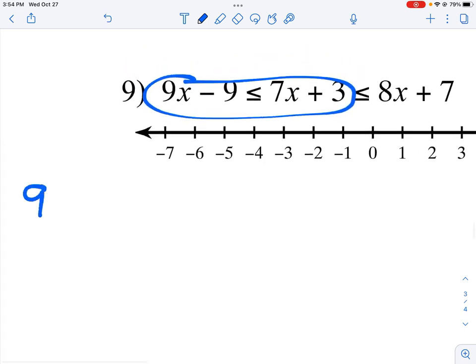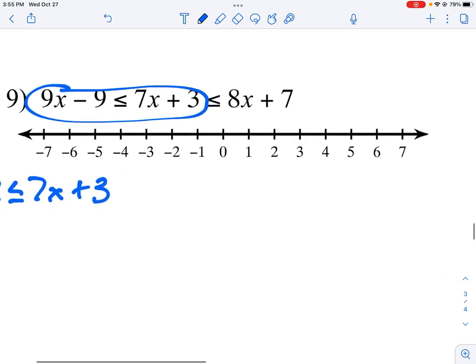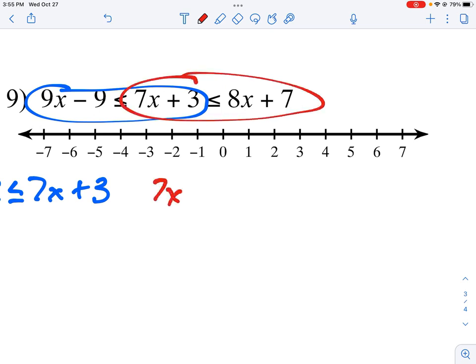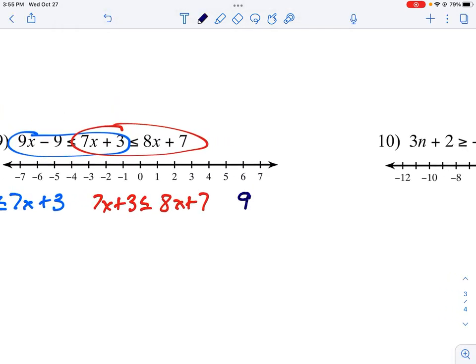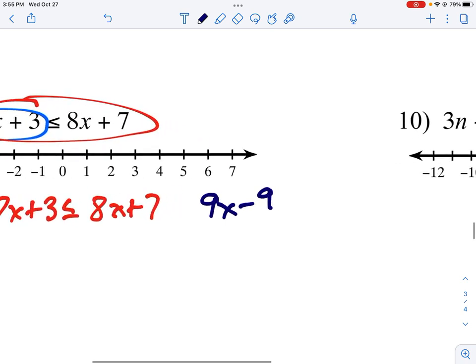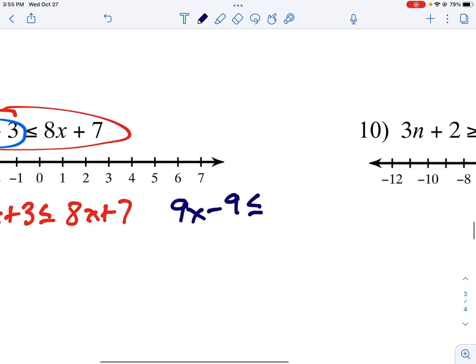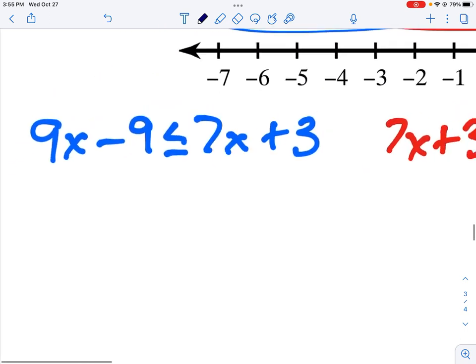So we have 9x minus 9 is less than or equal to 7x plus 3. And then I'll do this one as 7x plus 3 is less than or equal to 8x plus 7. And then I'll do them all together. So it's less than or equal to, yep. All right, so let's get started with the light blue and then we'll go from there.